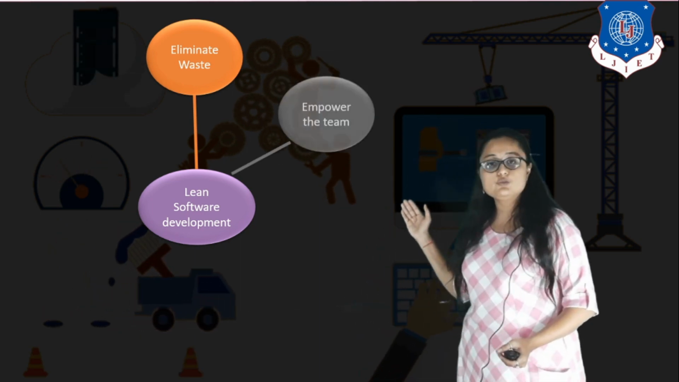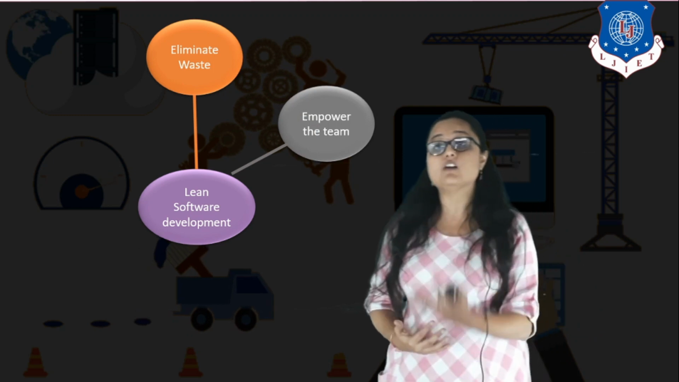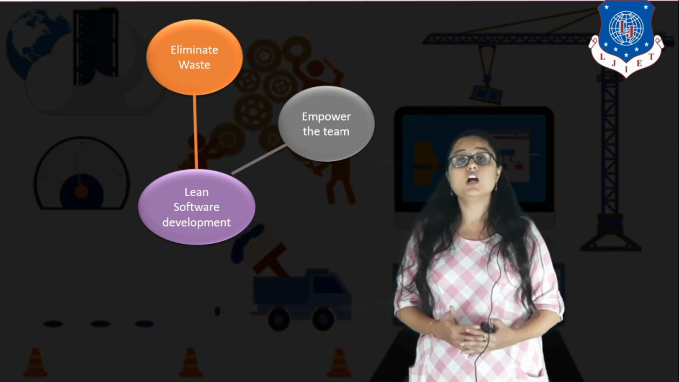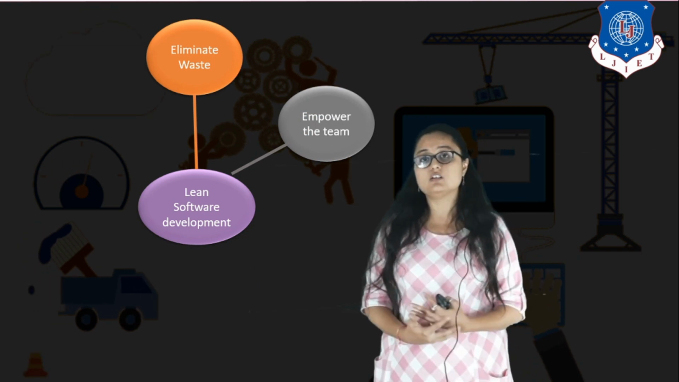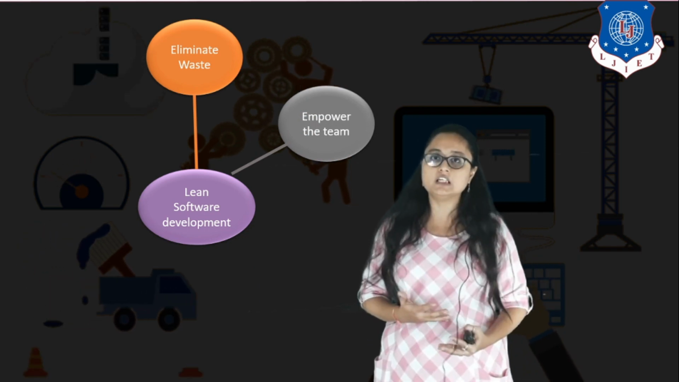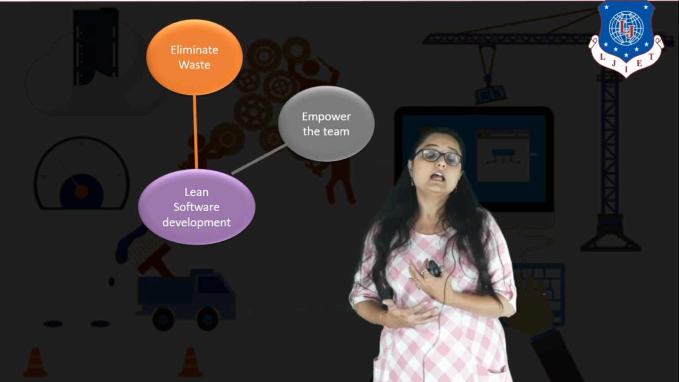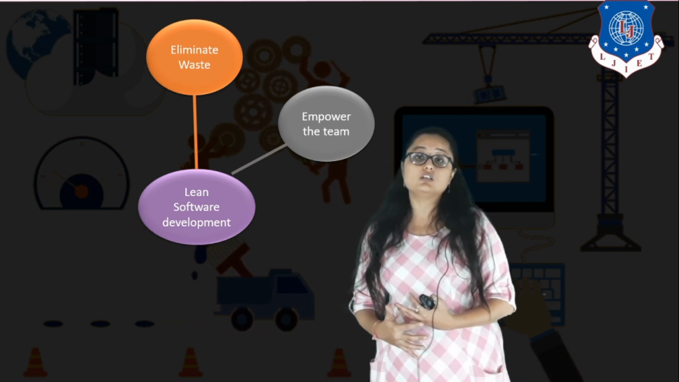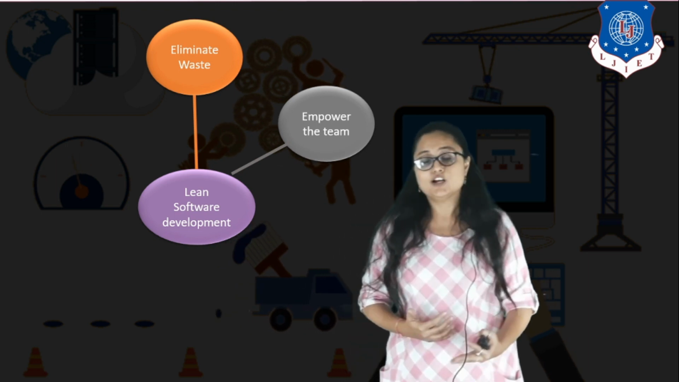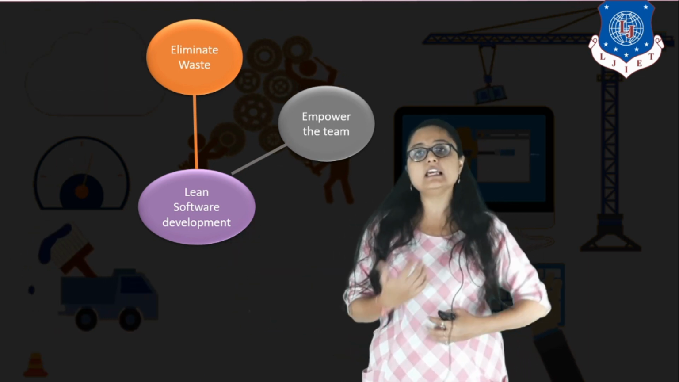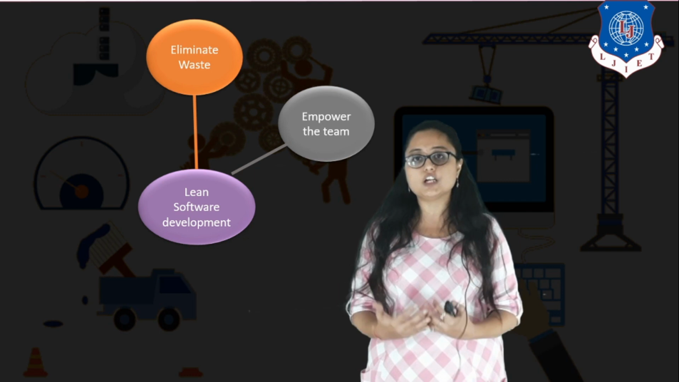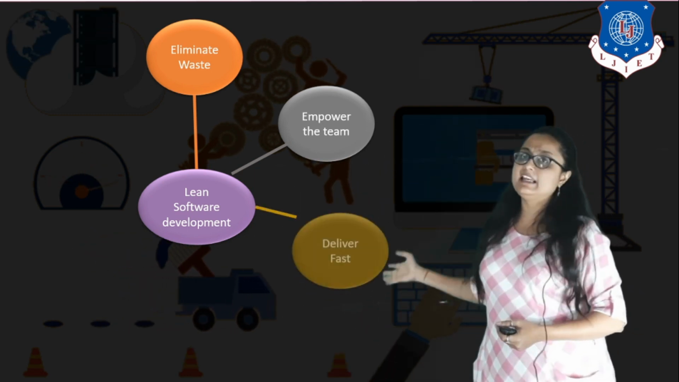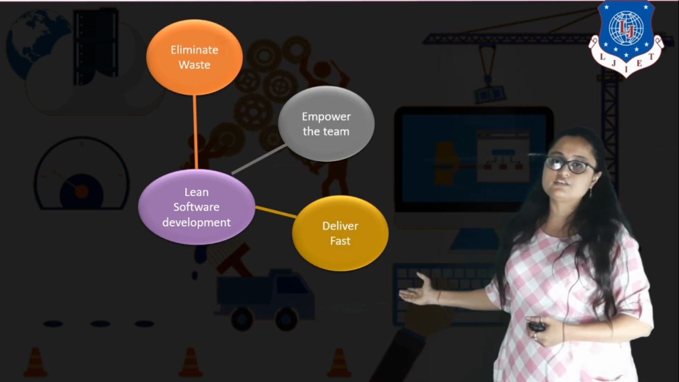The next thing that you do in lean software development is empower the team. Why is empowering the team necessary here? Because we know that we are working very fast in lean software development. We want to do everything rapidly. Also, we want to do it with very high quality. So this needs the team to be empowered and work in a particular direction. So empowering the team is very important in every agile methodology, including lean software development.